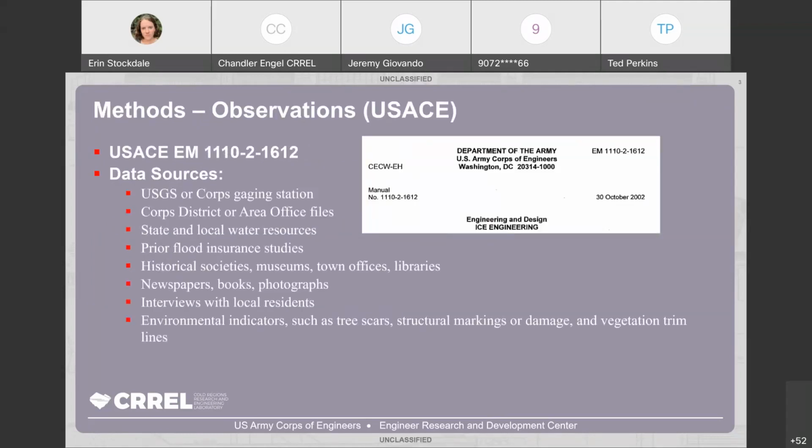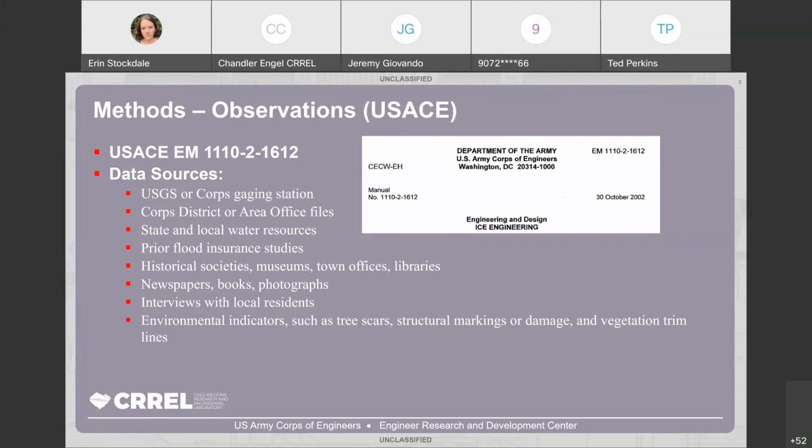So as Chandler mentioned earlier, EM 1110-2-1612, the ice engineering manual, actually does a fairly good job describing how to do ice affected stage frequency. And so I'm going to use that as the basis of this discussion. There are certainly lots of papers and potentially other resources out there, but for us, our engineering manuals are kind of the basis for how we approach things.